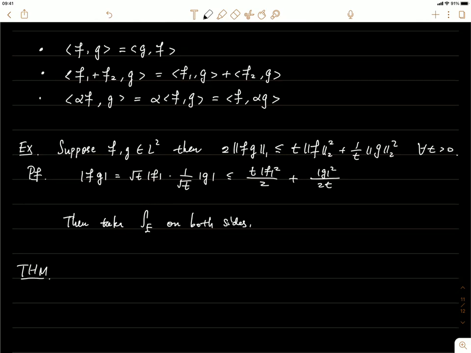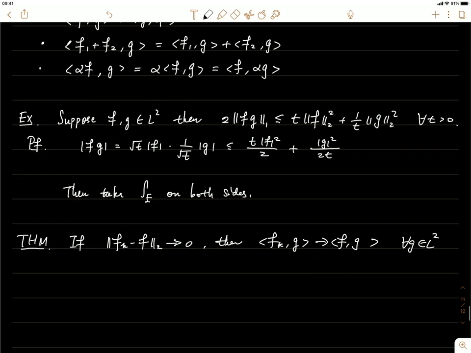Now let's consider one of the properties for the L2 space. Suppose we have a sequence of functions f_k in the L2 space, and they converge to another function f, meaning that the norm of f_k minus f is going to zero. Then we can show that the inner product of f_k and g will converge to the inner product of f and g, no matter what this g is, or any g in L2. So the proof is, we look at the difference of these two.